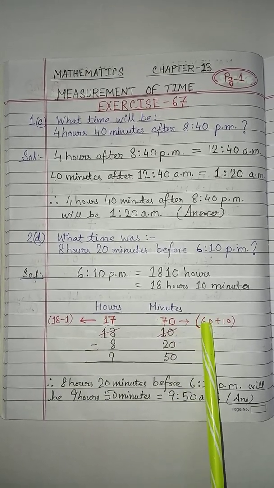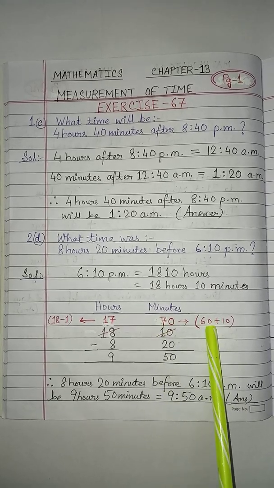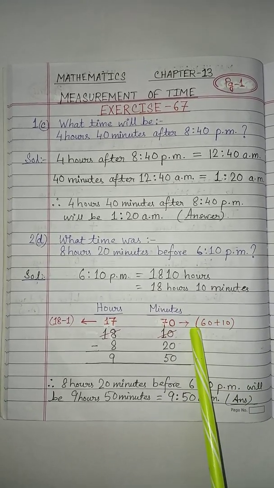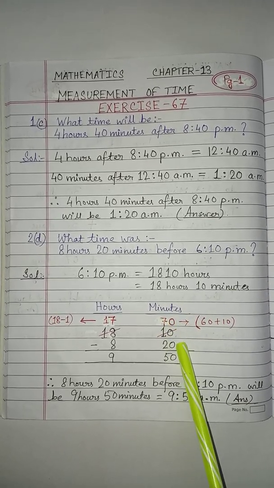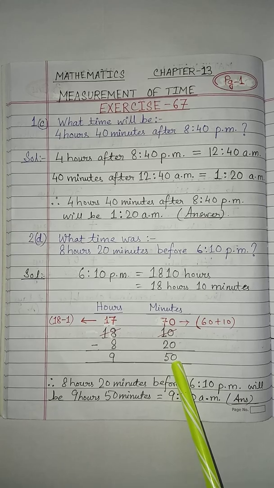Now these 60 minutes I have added with 10 minutes. As you can see, I have shown it in rough also. 60 plus 10, it becomes 70 minutes. Now from 70 minutes I can easily subtract 20 minutes, which is equal to 50 minutes.